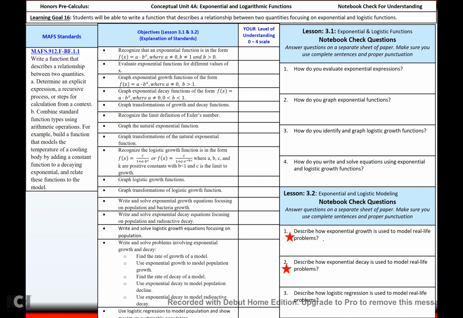So, describe how exponential growth is used to model real-life problems. Well, you find your initial population, your rate, and then you have to find 1 plus r, right? And then your time, t is time, and you plug them into the function y equals a times b to the t or x. But your base in this case would be 1 plus r, to the t, sorry. And for 2, it's the exact same thing. It's just that your rate is going to be decreasing instead of increasing. Okay?